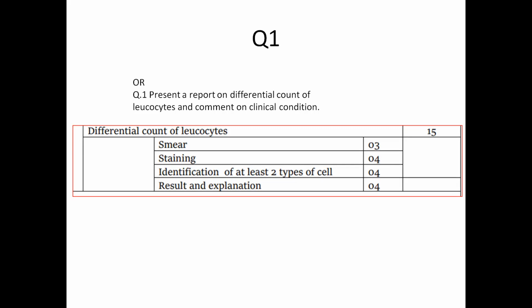Result and explanation. Now, see, student, for this particular thing, the examiner will come to your desk and will take the table viva, or they may call you to their own desk. It depends on the examiner.